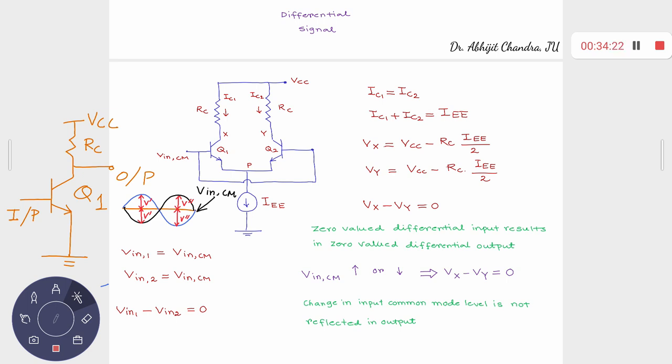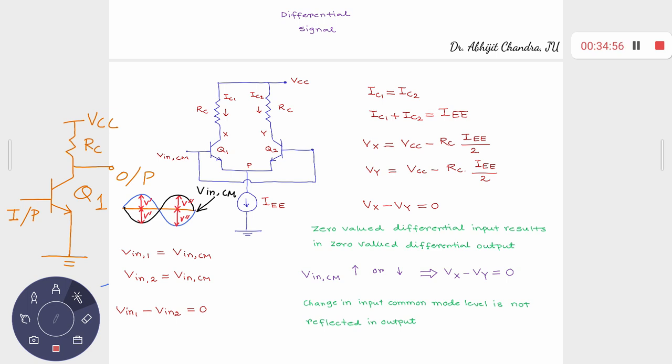And another symmetry was there. The symmetry lies in the collector resistance. I have told you that if this is RC, this is also RC. It's not that this is RC1 and this is RC2. Both of them are RC, the same resistance. Then what about this voltage, Vx? Vx is Vcc minus RC times IE by 2. What about Vy? Vcc minus RC times IE by 2. Same current, same drop across the resistance.